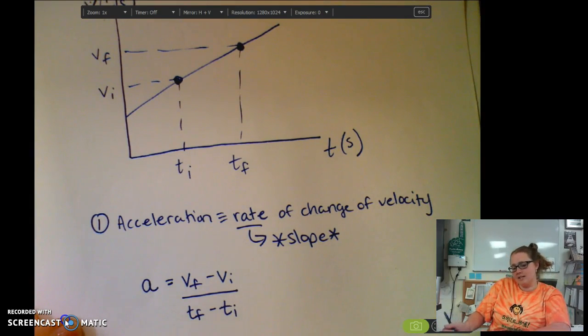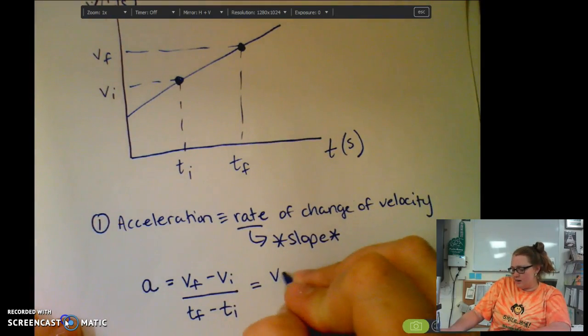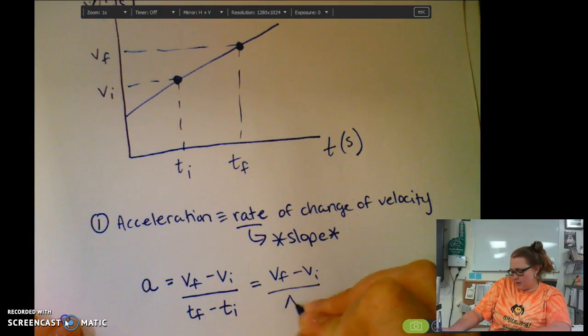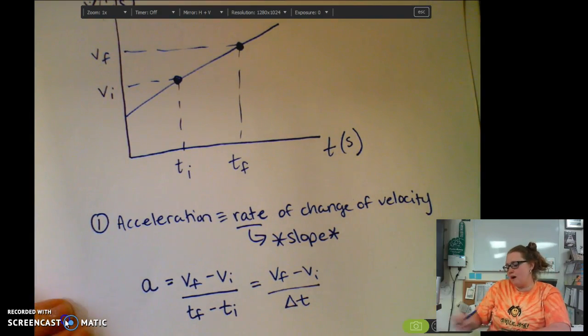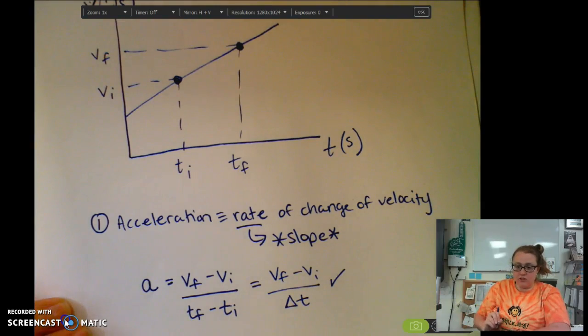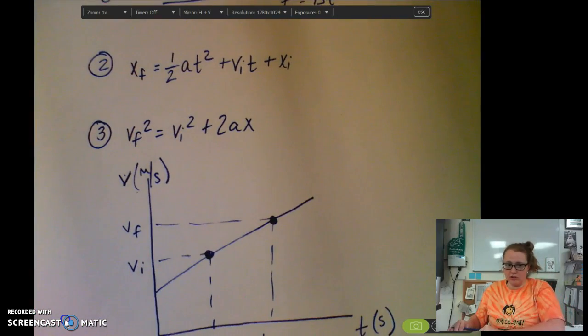Now tf minus ti, that's a change or a difference, as is this. But I'm going to write it this way. So we have our acceleration is a change in velocity over a change in time. So there's the first equation derived. Very easy. The second equation we want to look at, though, is a little more difficult.